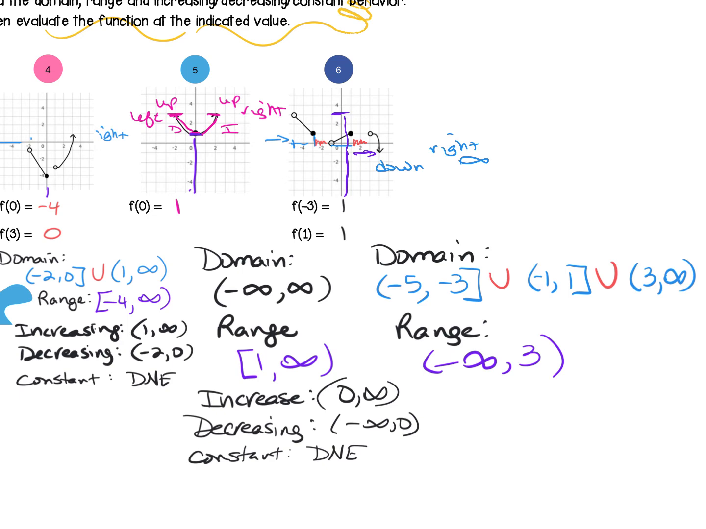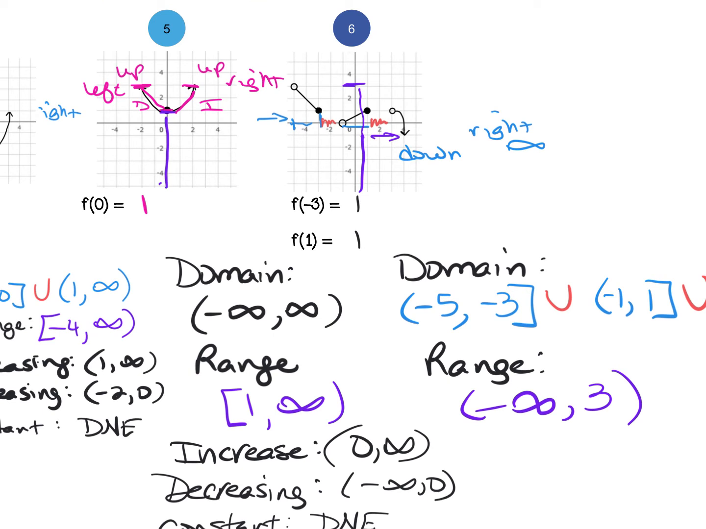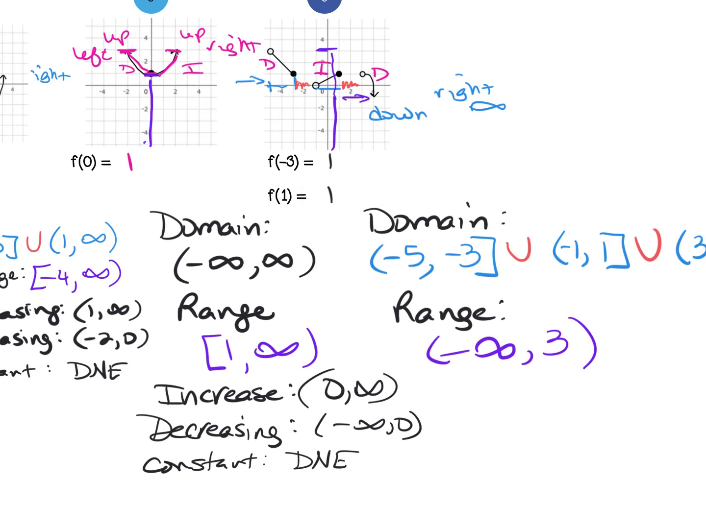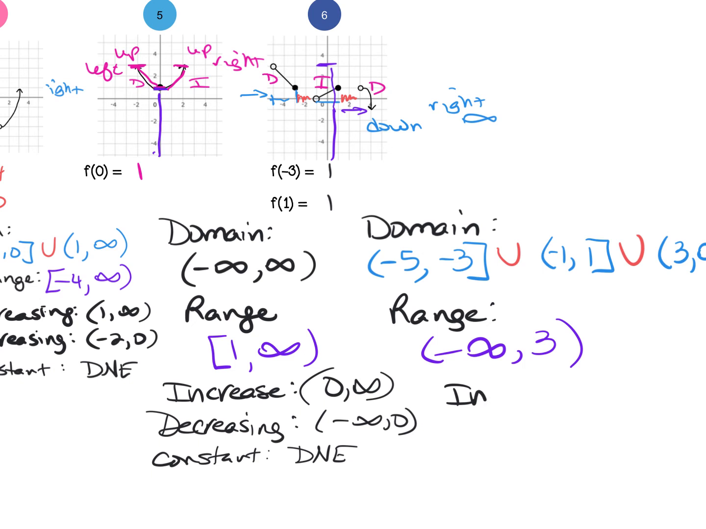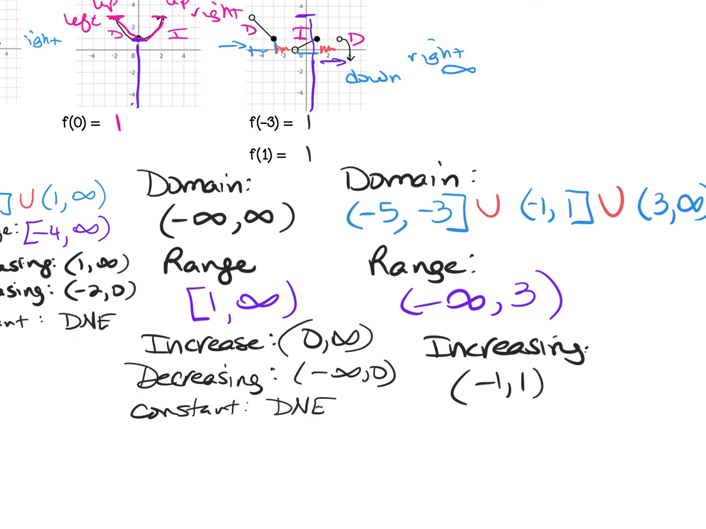The increasing portion of my graph is going to be this section right here. This will be decreasing, and this will be decreasing. So for the increasing, that's going to be -1 to +1, parentheses around. Don't worry about brackets. And for the decreasing portion, that'll be from -5 to -3, and then 3 to infinity. And again, you don't need a union for increasing, decreasing, constant.